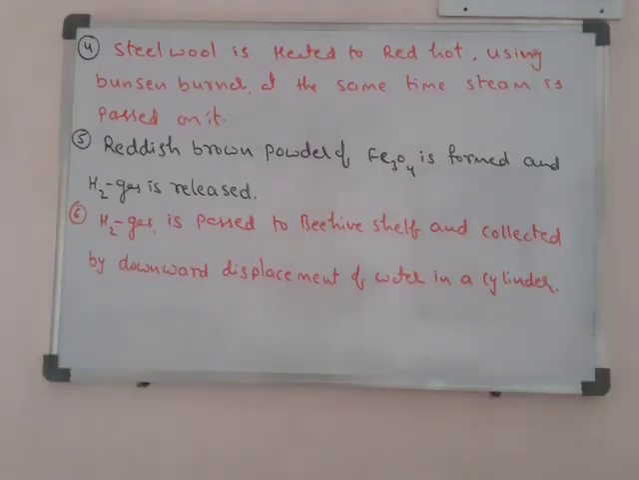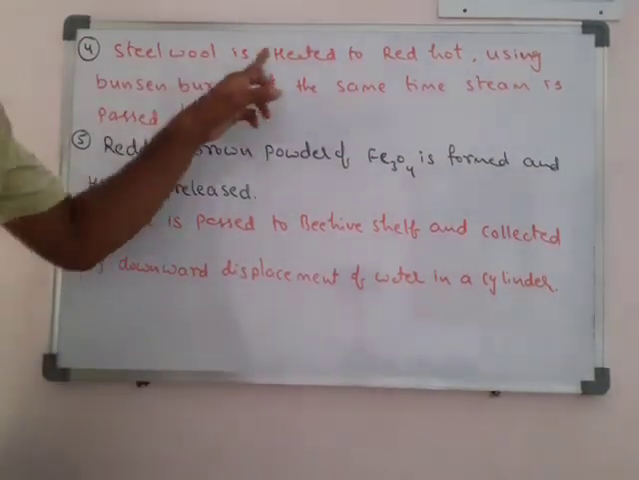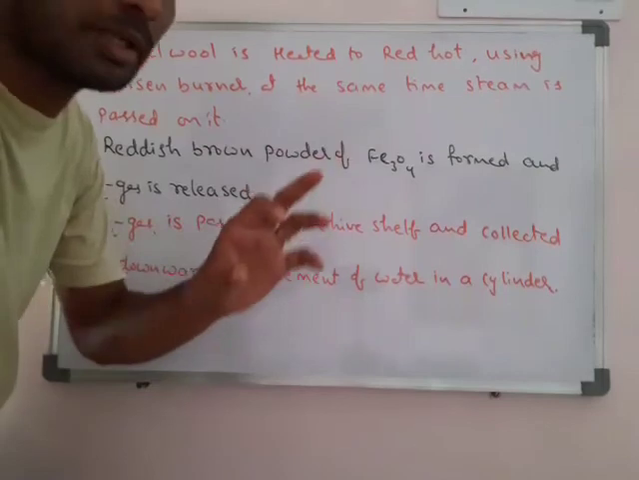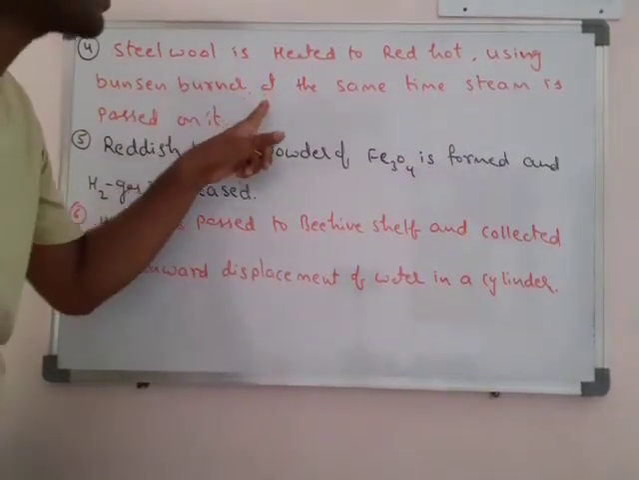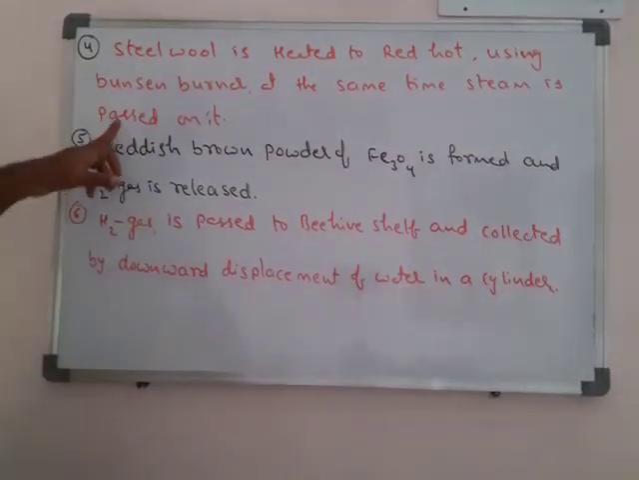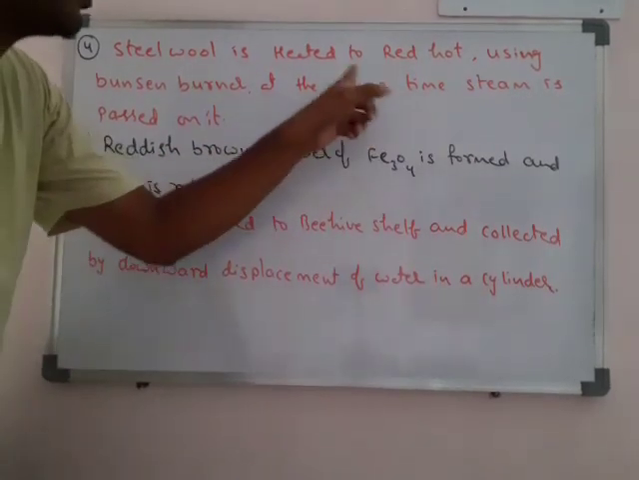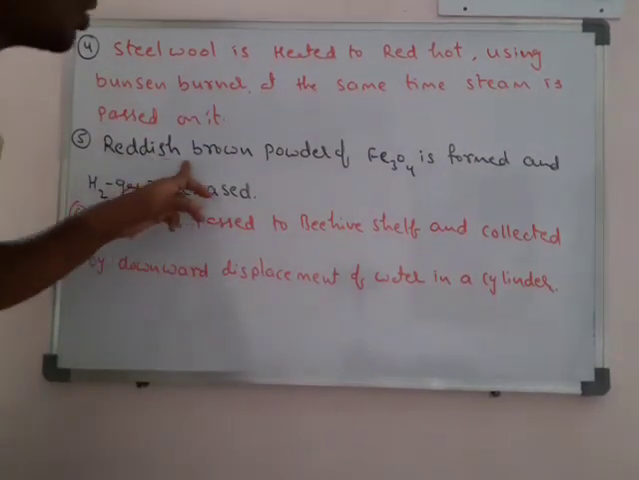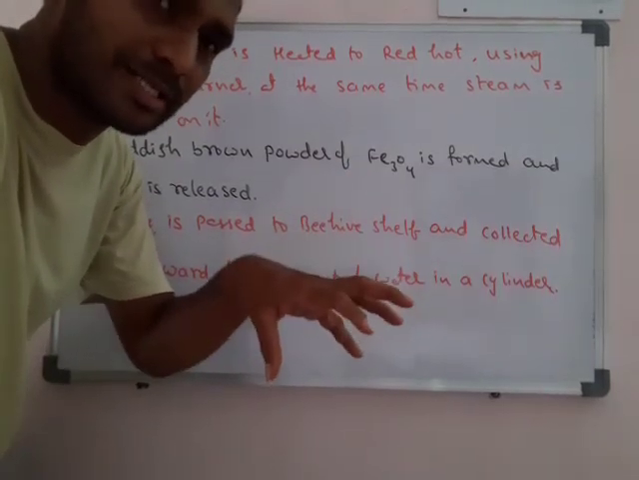So the next step, the steel wool. After the total arrangement, the steel wool is heated to red hot, until it turns completely red, using a Bunsen burner. At the same time you have to pass the steam over it. Next, the reaction of that steam with red hot iron forms a reddish brown powder of ferric oxide. Since it is in solid form, it stays there.